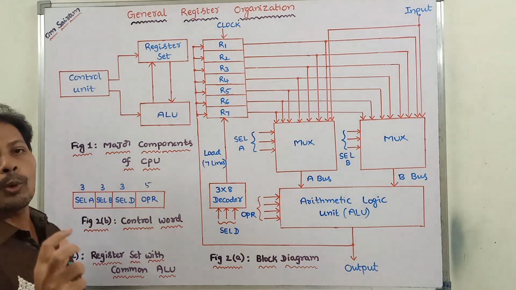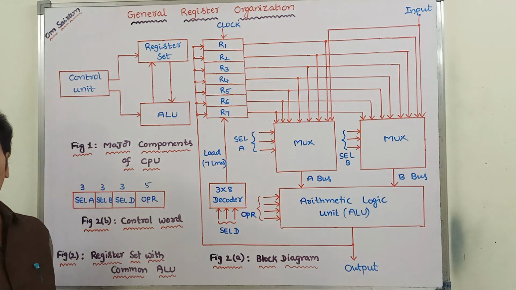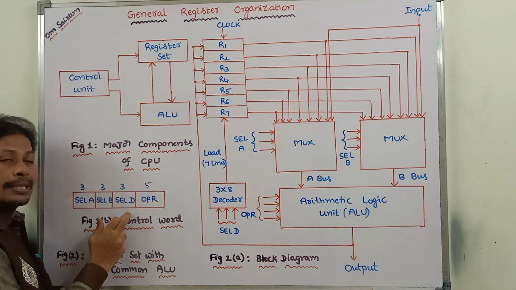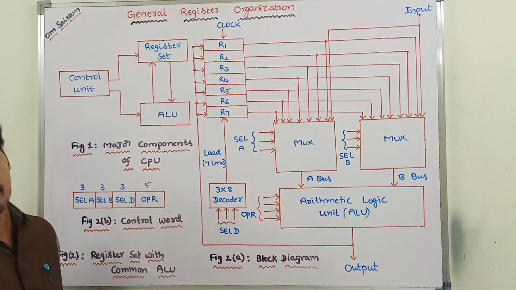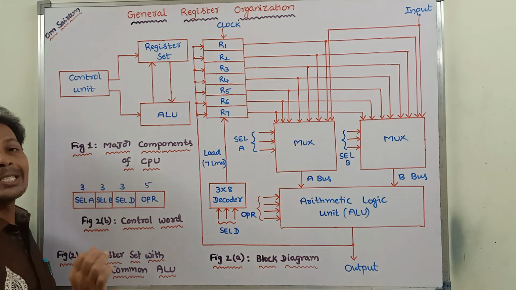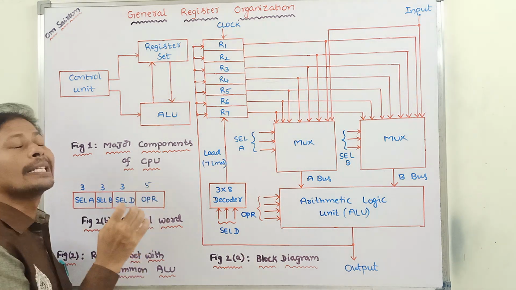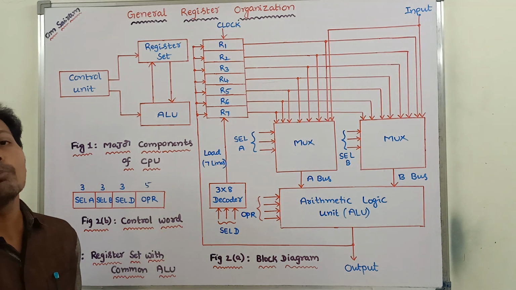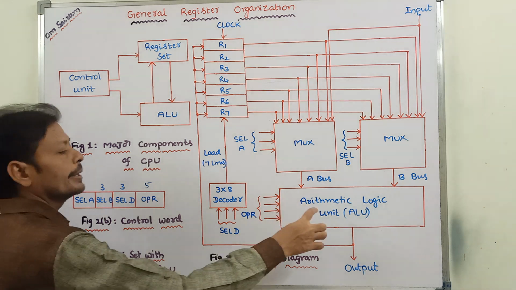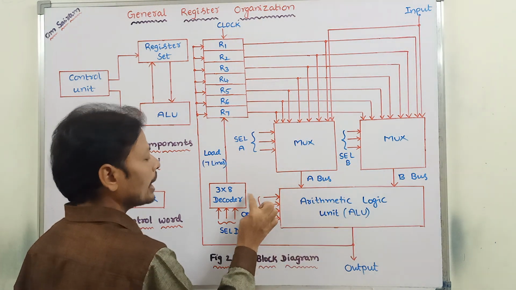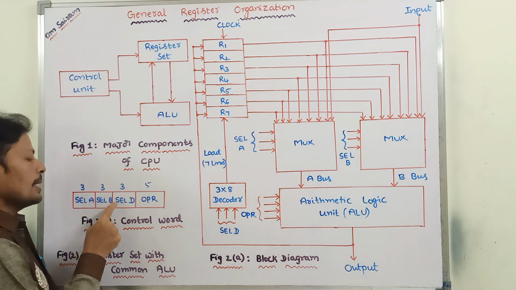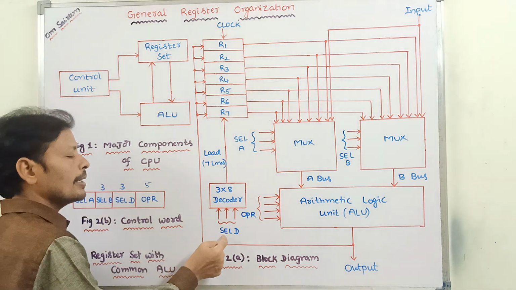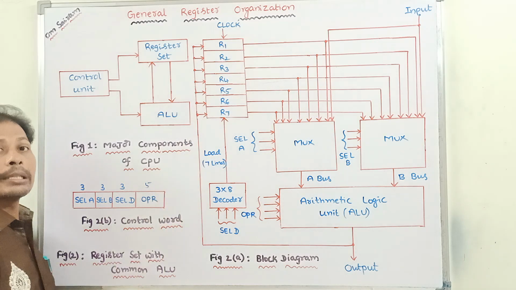This 14-bit control word can be divided into 4 fields. First one is select A, second one is select B, third one is select D, and fourth one is the OPR field. The OPR field contains 5 bits. These 5 bits specify only one operation among the 14 micro operations that can be done by using the arithmetic logic unit. Next one, select D. The 3 bits of select D are used for selecting a destination register.